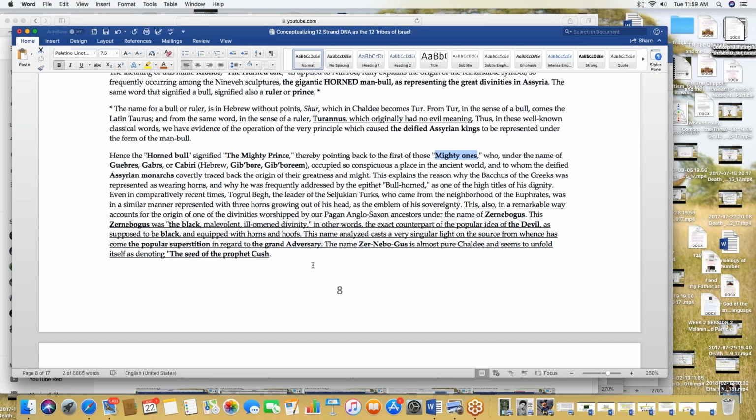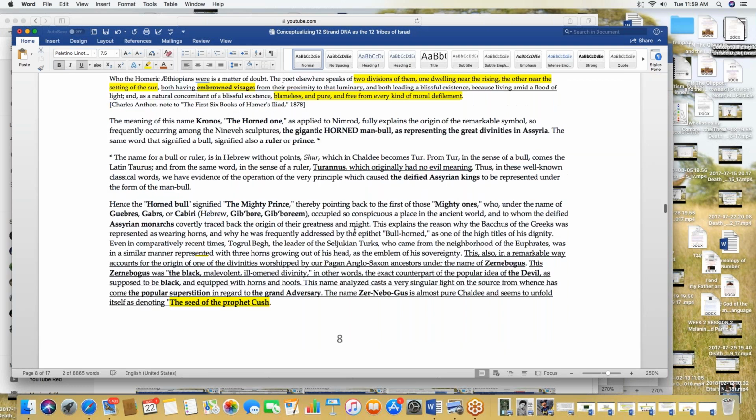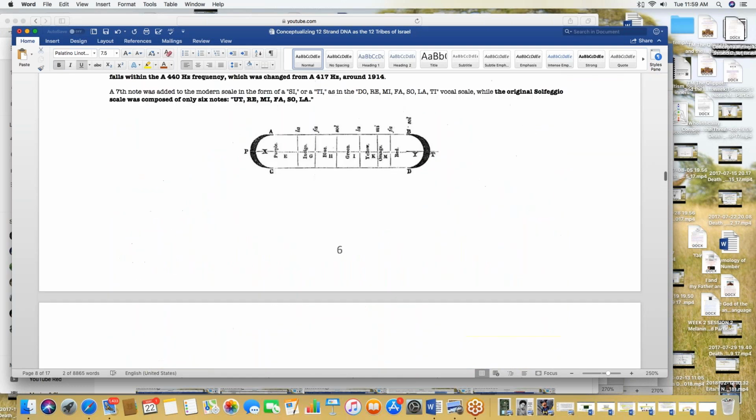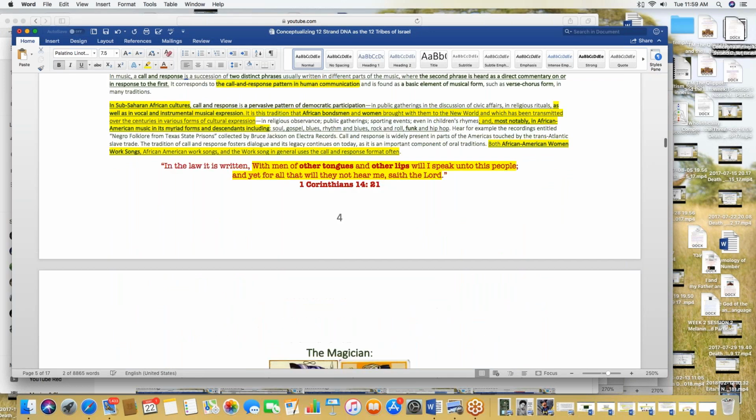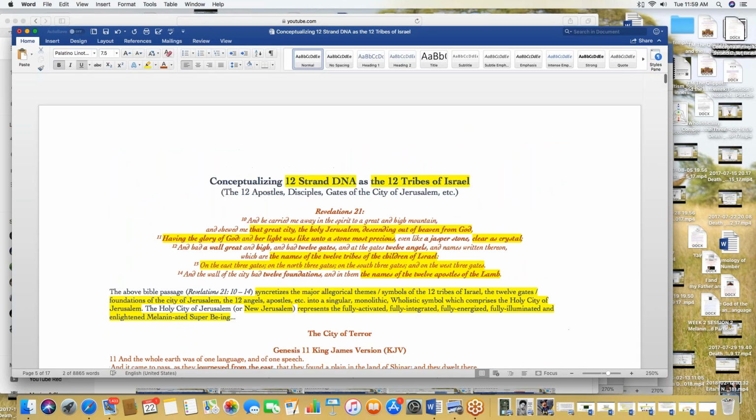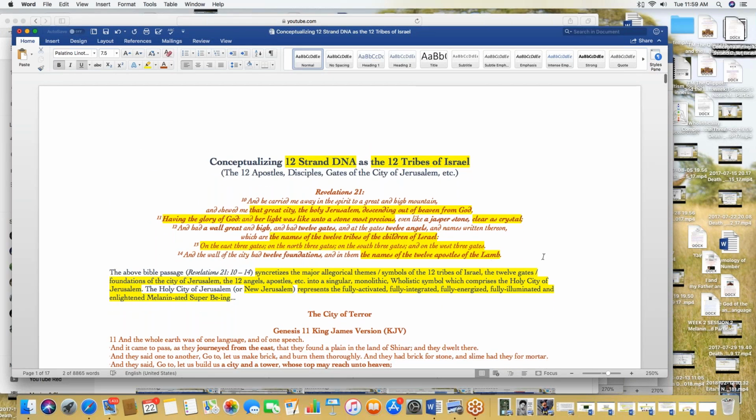The name Zernebogus is almost pure Chaldee and seems to unfold itself as the seed of the prophet Cush, the seer, the one who has what? His eyes open, who eventually was kicked out of the garden, who eventually was scattered abroad from the plain of Shinar. Are you all with me?